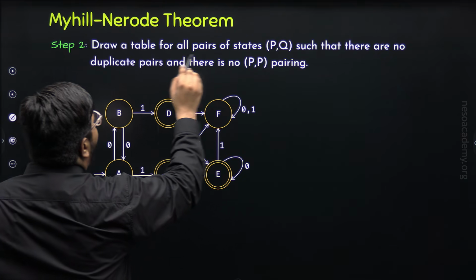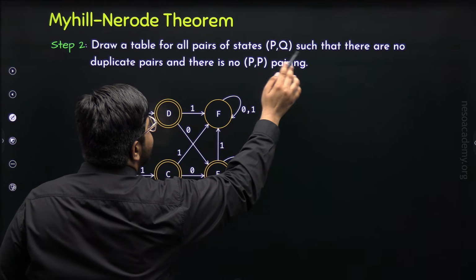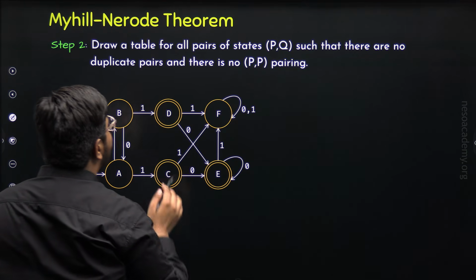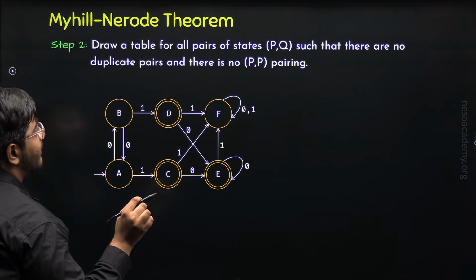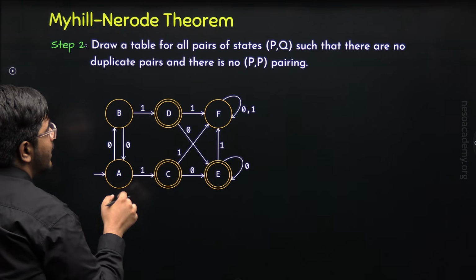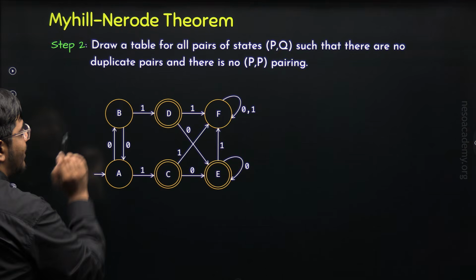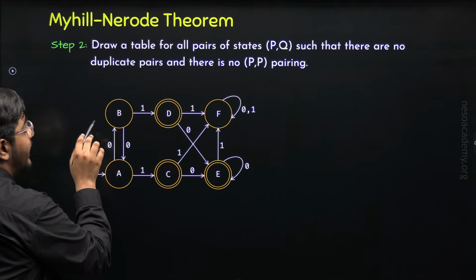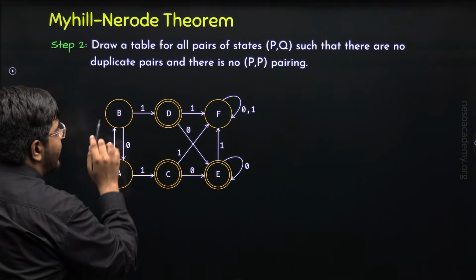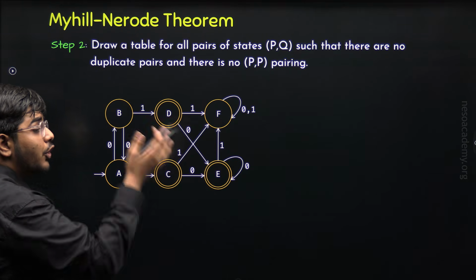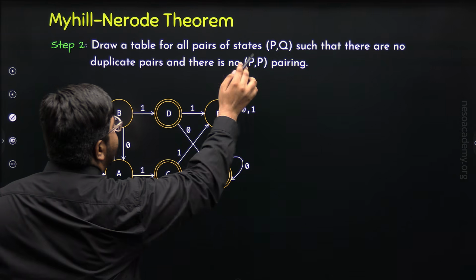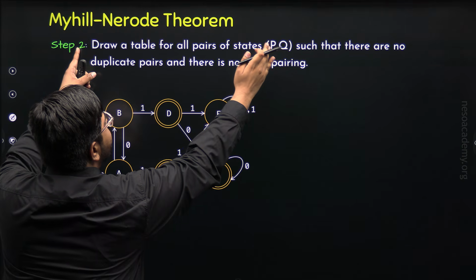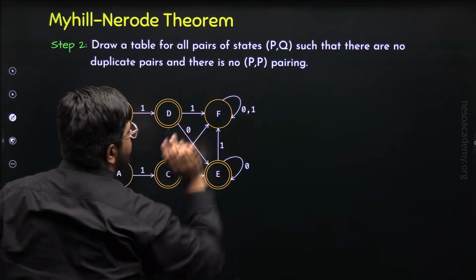Draw a table for all pairs of states P, Q such that there are no duplicate pairs and there is no PP pairing. So according to this step, we need to draw a table for all the pairs of states. The pairs of states are A, B; A, C; A, D; A, E; A, F. Similarly, B, C; B, E; B, D; B, F, and so on. So for all such pairs, we need to draw a table. Right now, let's ignore this further statement. First, concentrate only on this part: draw a table for all pairs of states.